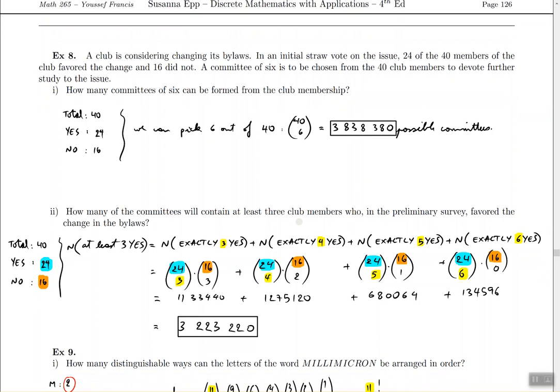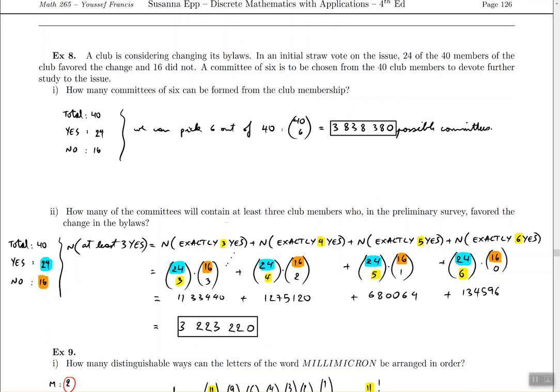Now, the second part of the problem is asking for how many of the committees will contain at least 3 club members who said yes in the first vote. So to say that you have at least 3 members who said yes means you have 3 who said yes, or you have 4 that said yes, or 5 that said yes, or 6 that said yes on your committee. So it's easier to count each one of those committees separately. That's why I did it this way.